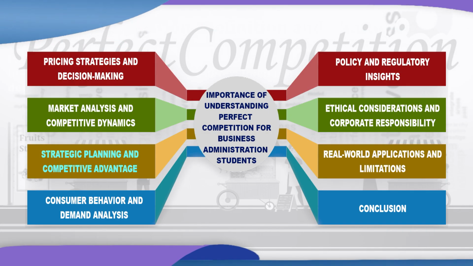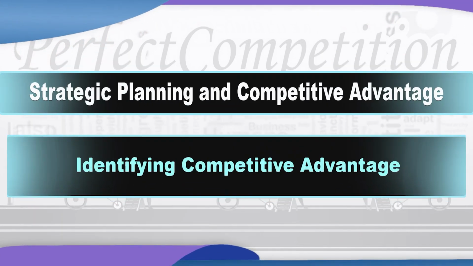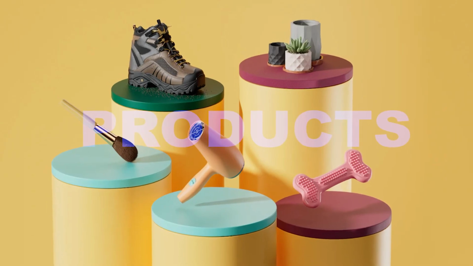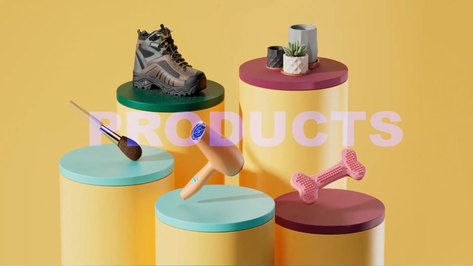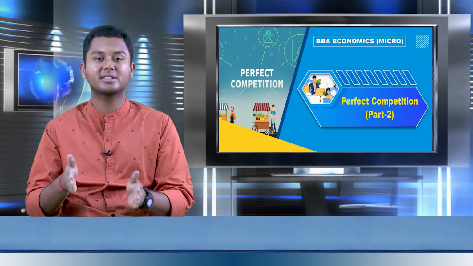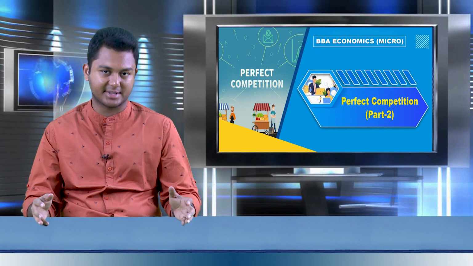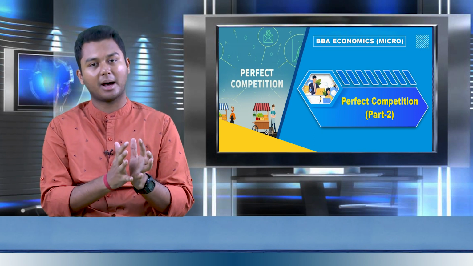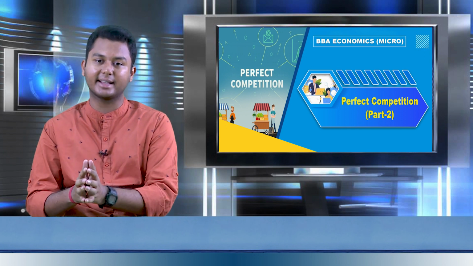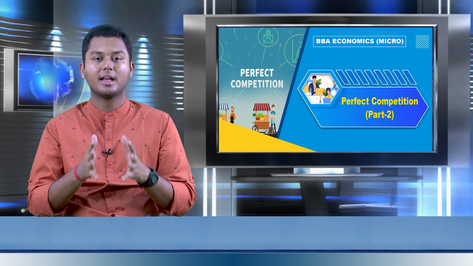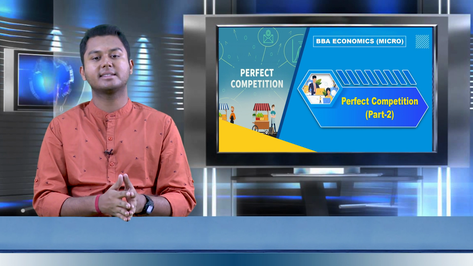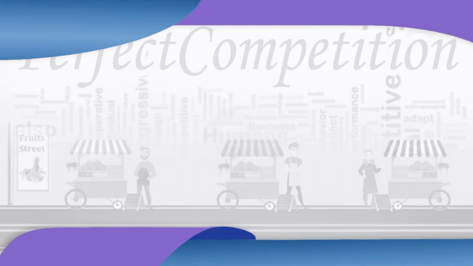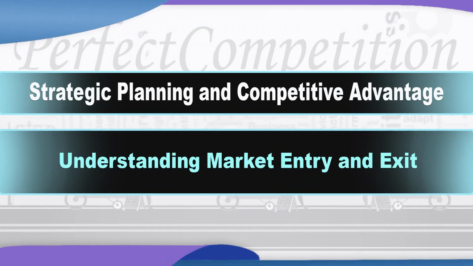Next is strategic planning and competitive advantage. First is identifying the competitive advantage. In a perfectly competitive market, all firms produce an identical product. To survive, firms must find ways to differentiate themselves or achieve greater efficiency. Business students can apply this concept in real markets by identifying and developing competitive advantages such as branding, innovation or superior customer service. Next aspect is understanding market entry and exit.